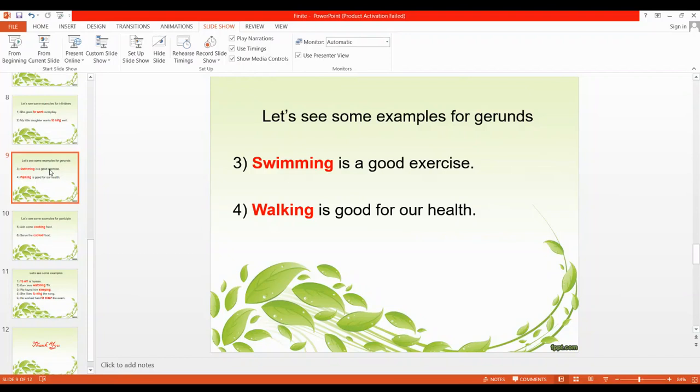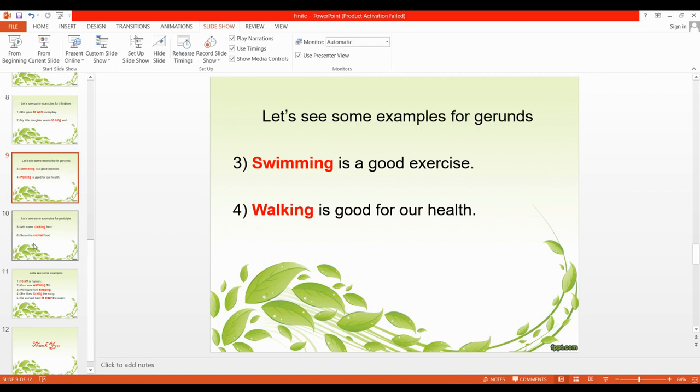Let's see some examples for gerund. Gerund means verb plus ing, and it takes the initial position in the sentences. Swimming is a gerund: verb plus ing. Swim is a verb, and then we are adding ing. It is called as gerund. So gerund is non-finite verb. Swimming is a good exercise. Walking is good for our health. So gerund always takes the initial position in the sentences, and it takes ing form.